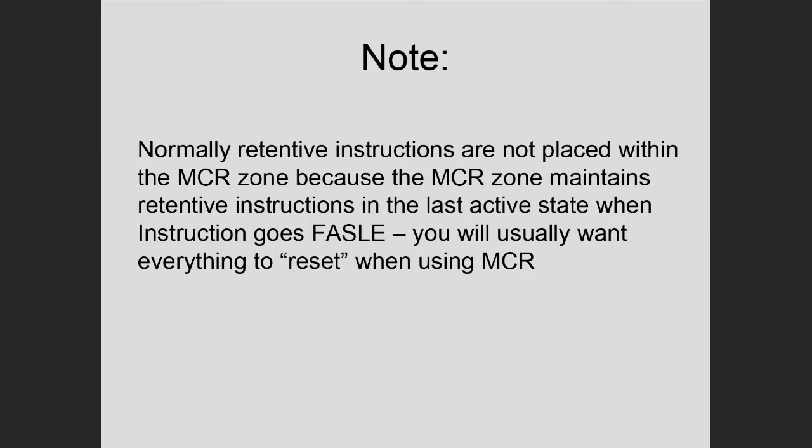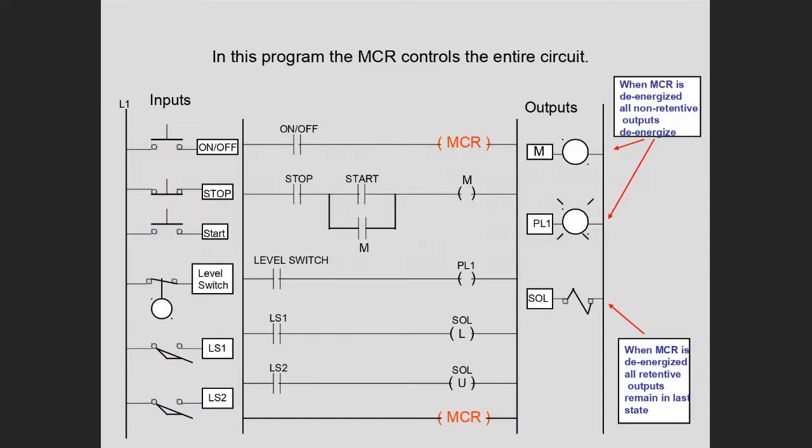So the MCR is the first instruction, and it's pretty simple to use. Again, you have the same instruction that you use twice. The first one defines the start of the MCR region. The last one defines the end of the MCR region or zone. We refer to this as the start fence and the end fence.